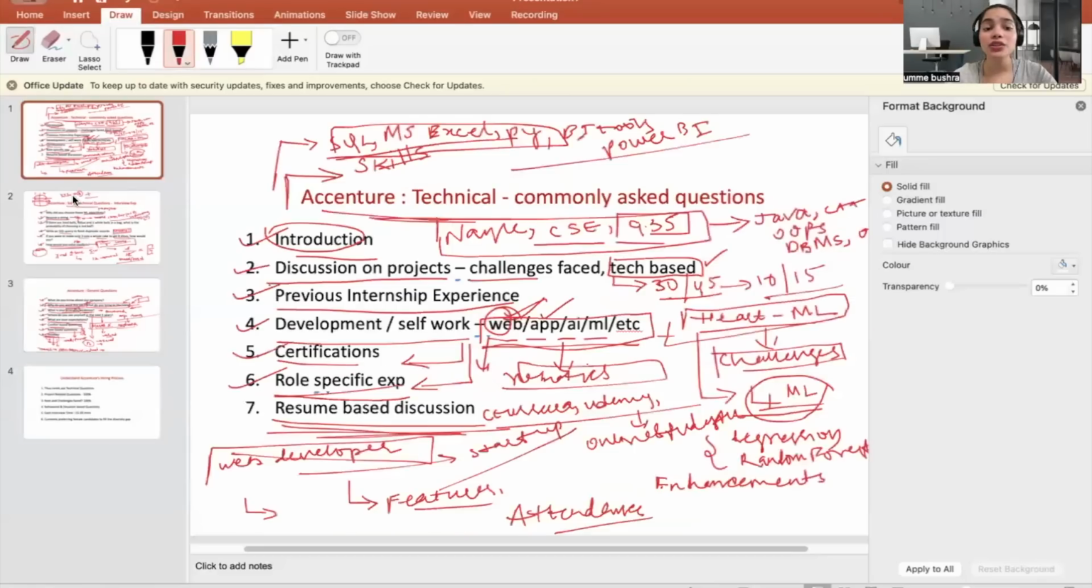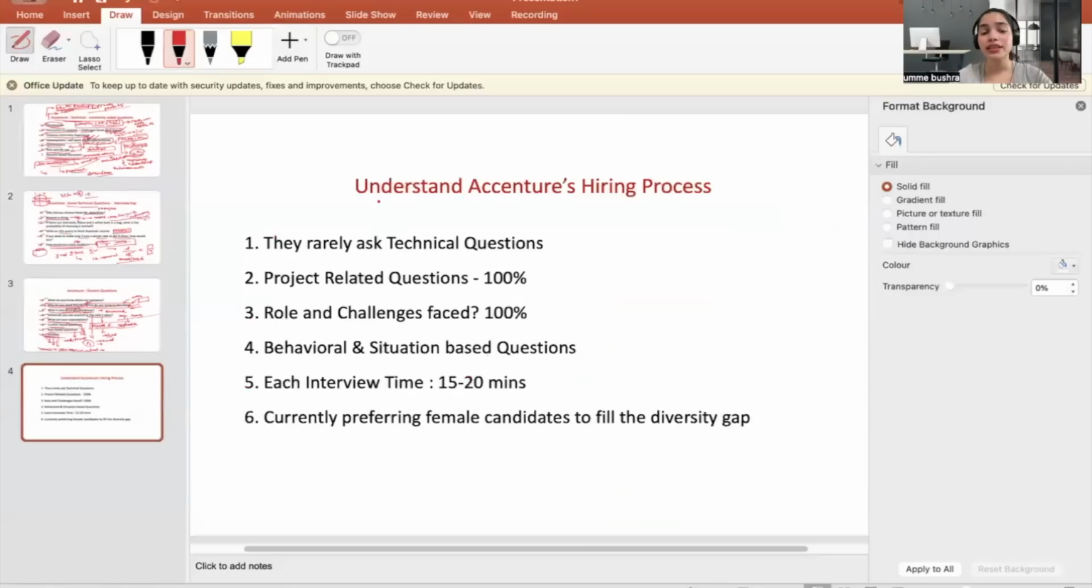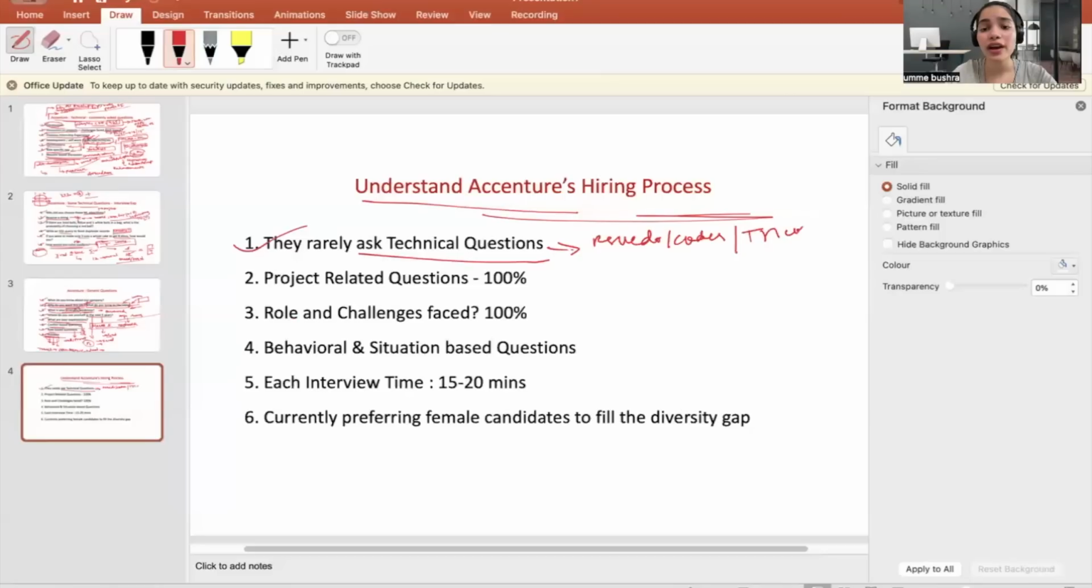After talking to multiple people and gathering these questions, one thing that we have realized is that we've tried to understand Accenture's hiring process. This is what Accenture does in its hiring process. They don't ask that many technical questions. Technical questions are very, very basic. Pseudocodes or very basic codes, or they ask you some tricky questions where you have to use your brain a little bit, aptitude questions. All of these are going to be asked. So these are the questions that are covered. They don't ask technical questions that much in Accenture's hiring process.